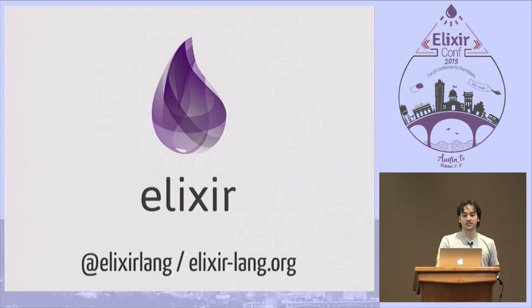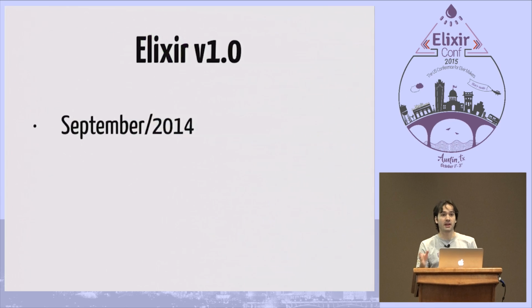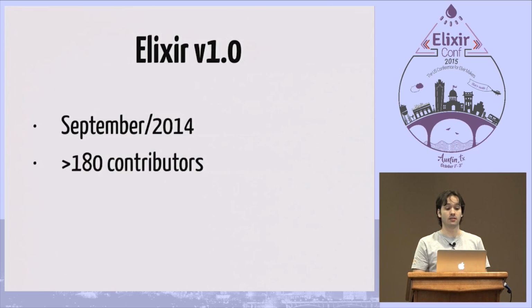So to get started, let's do a very quick recap. We had Elixir 1.0, released in September 2014. Actually, when we had the first Elixir conference, it was July. We didn't even have Elixir 1.0 out yet. And by the time Elixir 1.0 came out, we had more than 180 contributors. So thanks, everyone, for contributing.